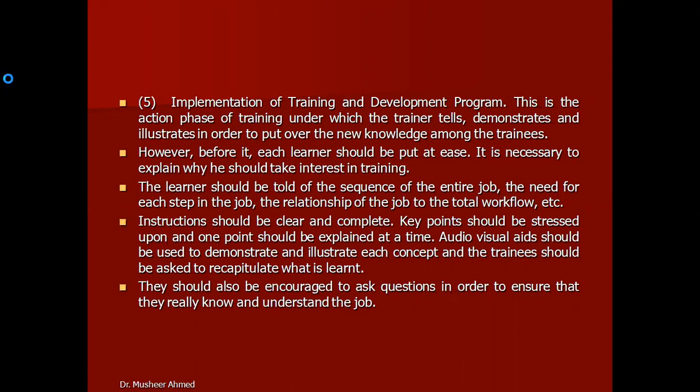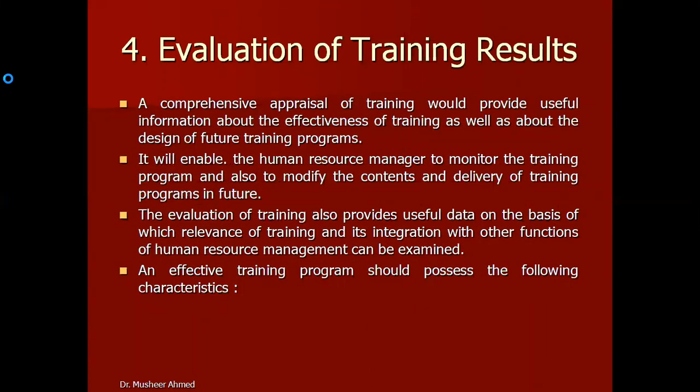Moving further, the next point: evaluation of the training results. This is the point in designing a training program: evaluation of the training results. Now let's get into it and understand it.